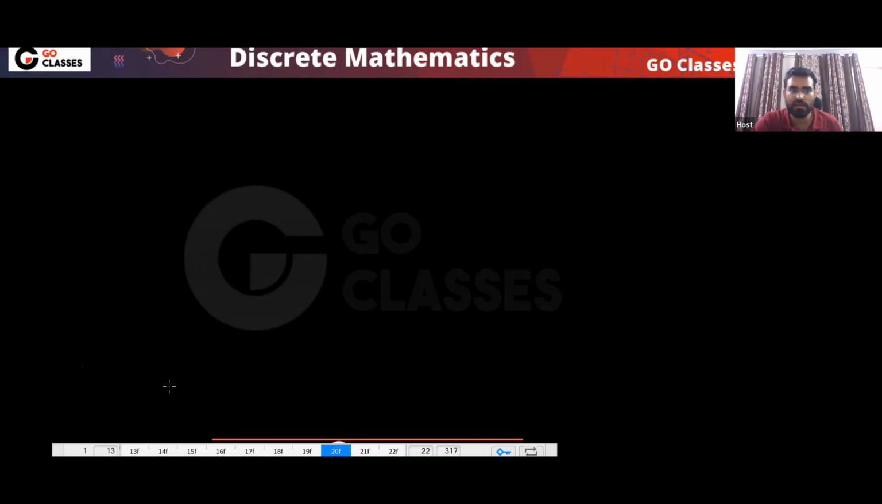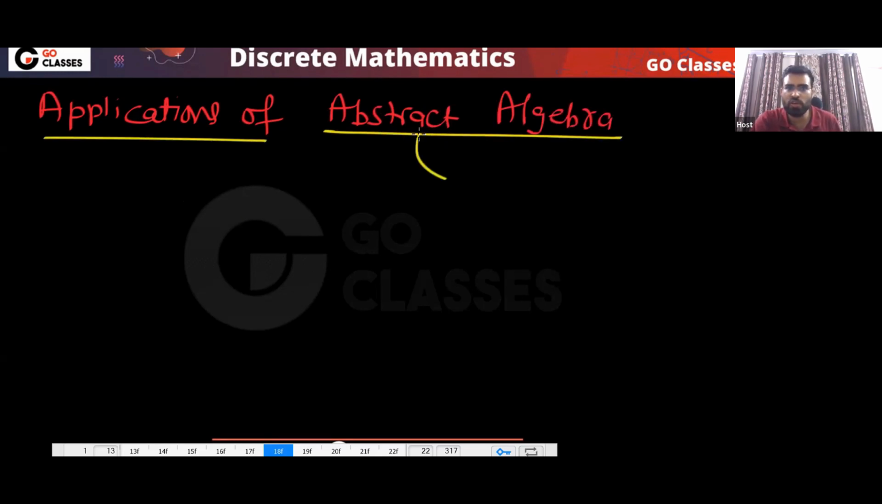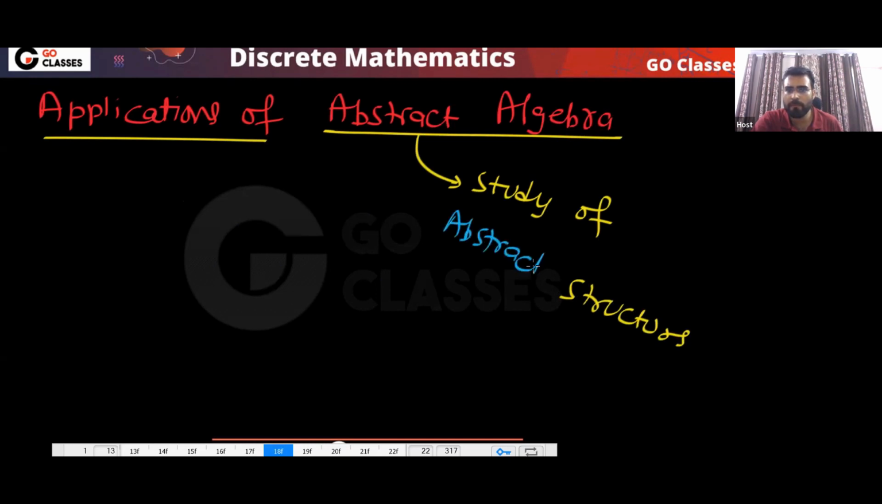What is abstract algebra? Remember, what are the applications of abstract algebra? If I ask you, what are the applications of abstract algebra, now you know what abstract algebra is. Abstract algebra is basically the study of abstract structures. Study of structures, but not specific structures. We will not study a specific structure. We will study abstract structures. Okay, so that's the idea.